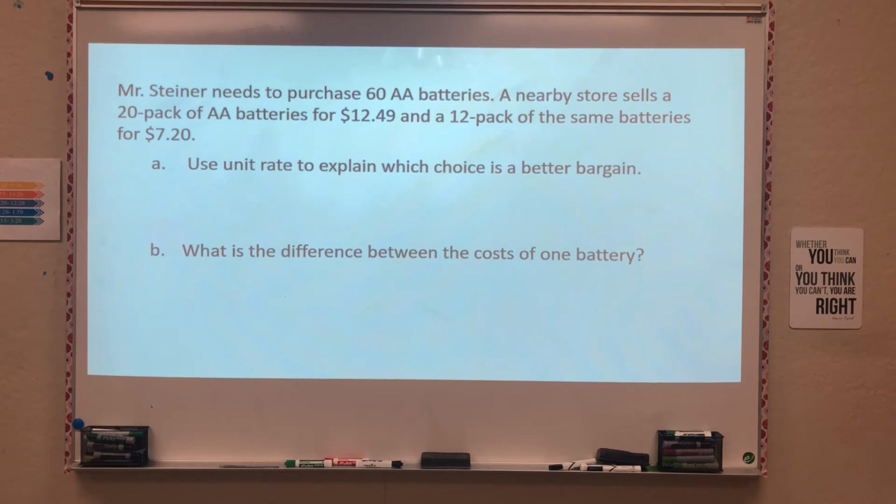7.20 divided by 20. It's telling us the $7.20 is for what? For a pack. For a pack of how many? 20 AA batteries. Will you read that whole sentence again to me? Start right here. The nearby store sells a 20 pack of AA batteries for $12.49 and a 12 pack of.